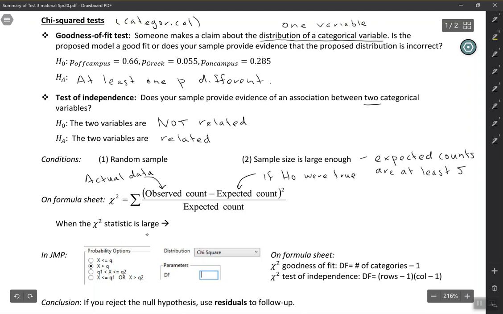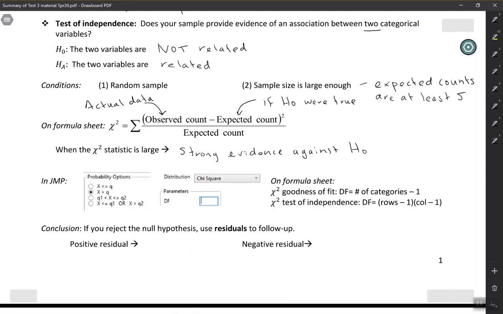Right? So basically, if you have a large chi-square statistic, that means there are big differences between your actual data and what you would have expected if the null hypothesis were true. So in other words, when your chi-square statistic is large, that's going to give you strong evidence against the null hypothesis, right? Because your data are not consistent with what the null told you to expect. So to calculate your p-value in JMP, of course, you're going to choose the chi-squared distribution. Notice for the probability option that I've picked greater than. Whenever you're doing a chi-squared test, you're always going to pick greater than here.